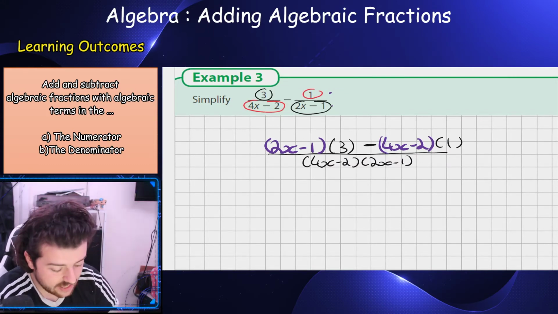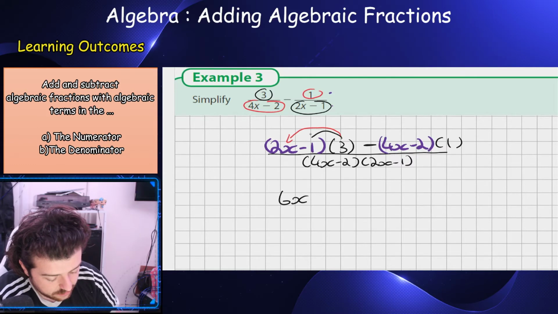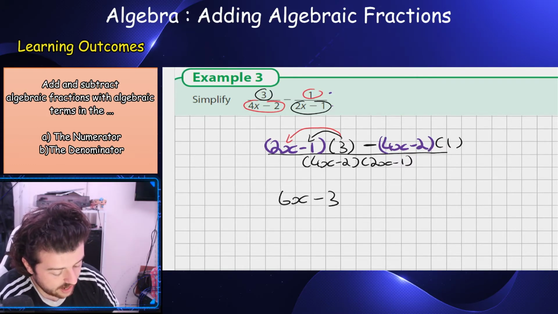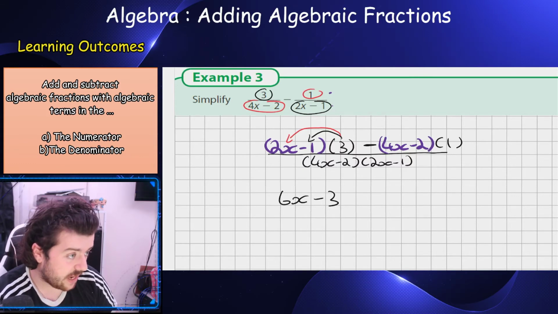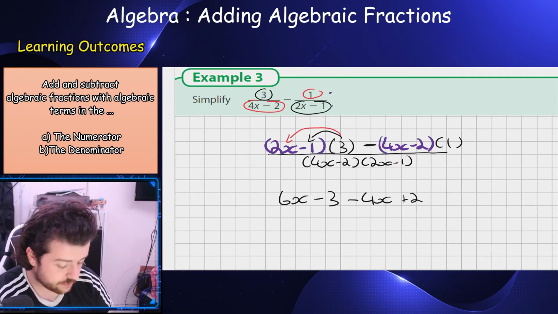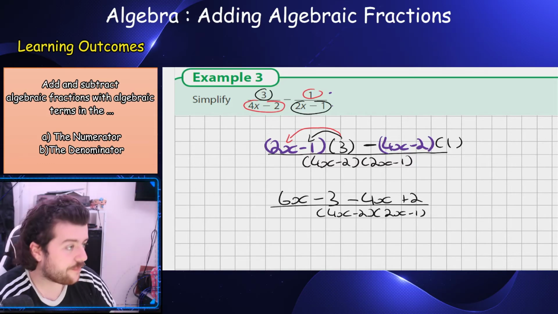And now I expand out the top. So 3 times 2x, well, that's going to give me 6x. 3 times minus 1 is going to give me minus 3. Then 1 times 4x minus 2 is just going to be 4x minus 2 because the 1 doesn't change anything. So I'm going to have minus 4x here, and then minus 2, which is plus 2. And that's going to be all over 4x minus 2 times 2x minus 1.